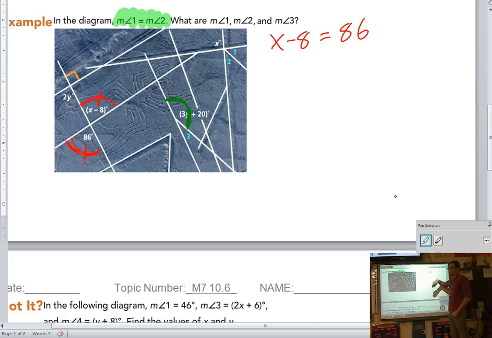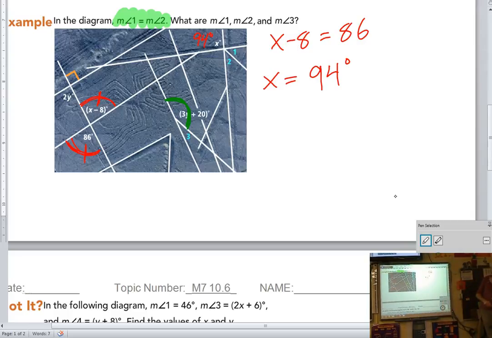And then what'd you do? But you would add 8 to get to the x. Add 8 to both sides, and x equals 94 degrees. Sorry, for a second I thought we were adding 6 instead of 8. Now that I know my x, I can bring that up here and make that 94 degrees.